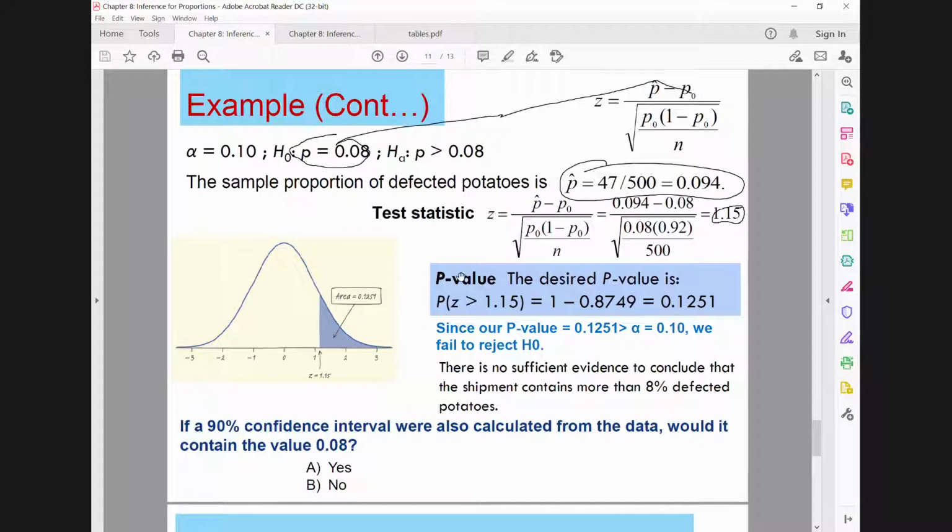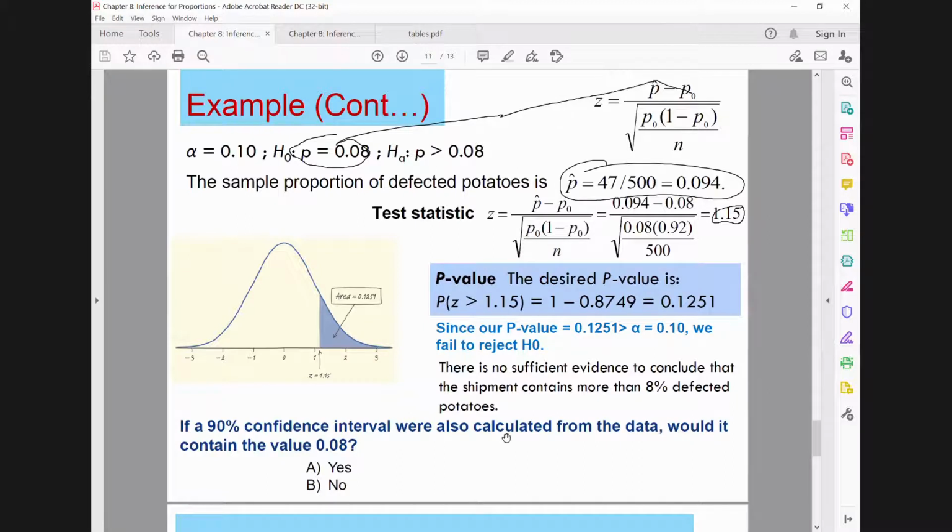Once we evaluate the p-value, thanks to the table, we obtain 12.5%. Of course here the question said the significance level is 0.10. Then we are sure the p-value is more than alpha. That's why we fail to reject this hypothesis.